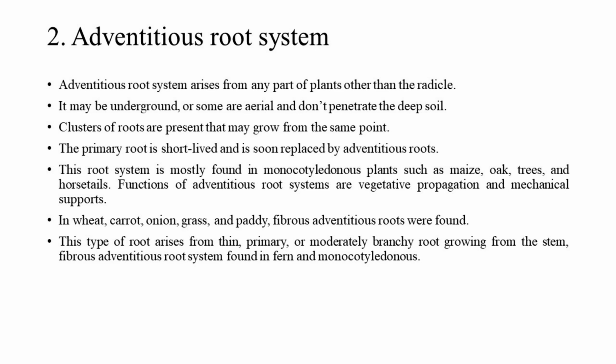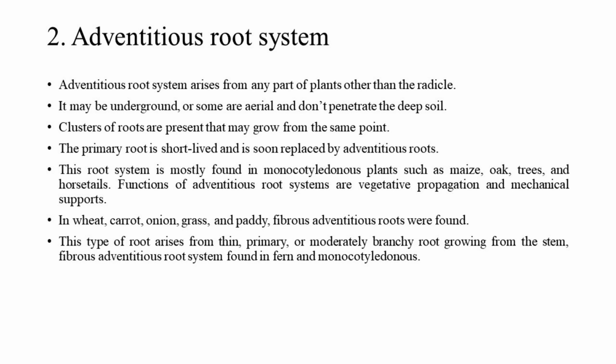2. Adventitious root system. The adventitious root system arises from any part of the plant other than the radicle. It may be underground, or some are aerial and don't penetrate deep into the soil. Clusters of roots are present that may grow from the same point. The primary root is short-lived and is soon replaced by adventitious roots. This root system is mostly found in monocotyledonous plants such as maize, oak trees, and horsetails.